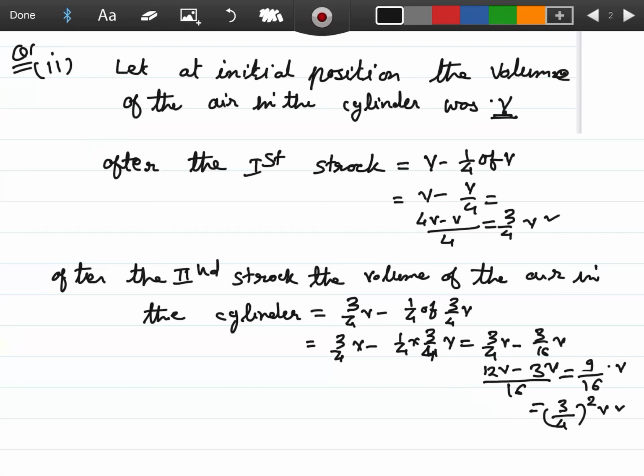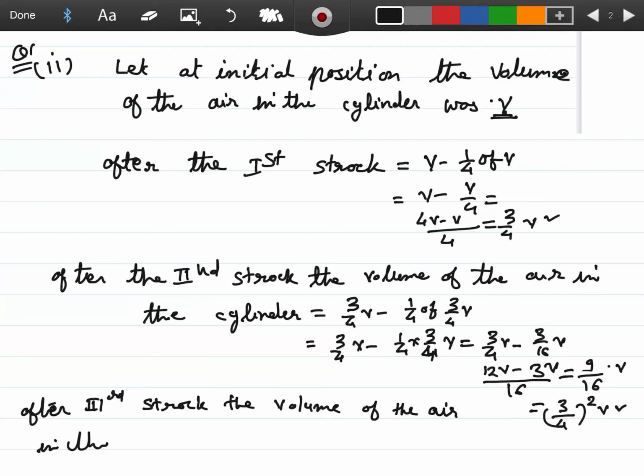After the third stroke, the volume of the air in the cylinder will be, what was the volume after the second stroke?